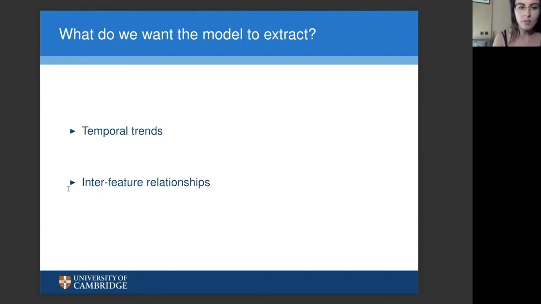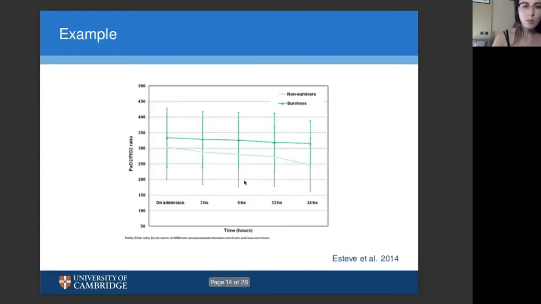In terms of inter-feature relationships, sometimes the combination of parameters tells you more information than the parameters individually. So to give you one example of that, we have these two parameters, the PaO2, shown on the left here, which is the blood oxygen content, and also the FiO2, which is the inspired fraction of oxygen.